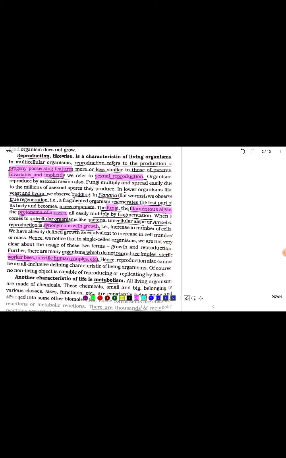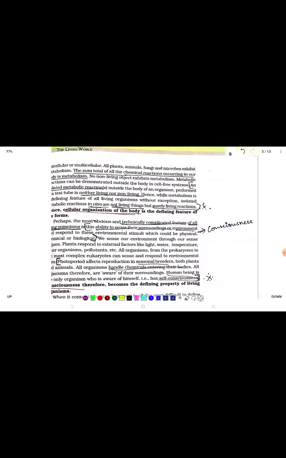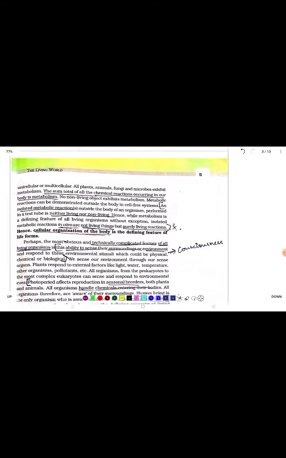Now the third important criterion is metabolism. All living organisms are made up of chemicals, as everyone knows. These chemicals are constantly being made and changed into some biomolecules. There are thousands of metabolic reactions occurring simultaneously inside the living organism. Occurring simultaneously, this is very important. They occur simultaneously, be it in unicellular or multicellular organisms.